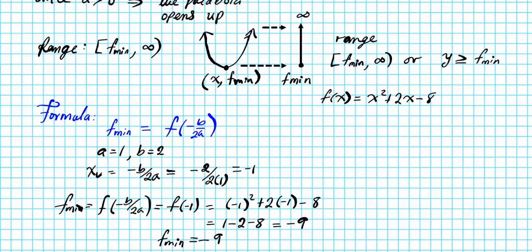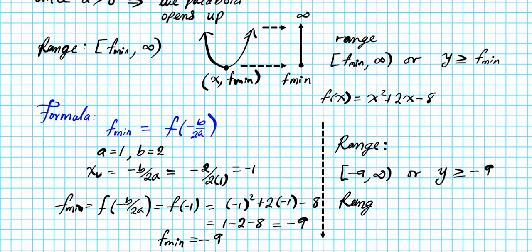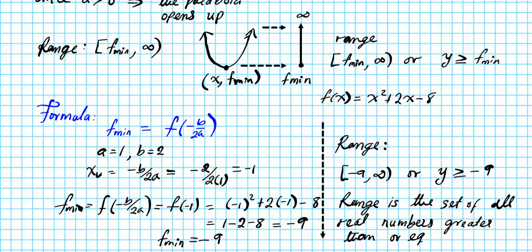Now, what is our range going to be? Let's go ahead and write that down. Our range in two formats is from negative 9 all the way to infinity using interval notation, or the set of y's that are greater than or equal to negative 9. In word form, the range is the set of all real numbers greater than or equal to negative 9. Okay, so there you have it.